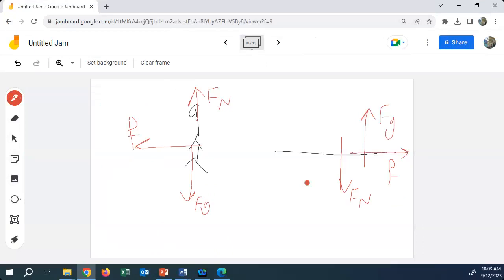When I'm writing Newton's second law, what was Newton's second law? Sigma F equals mass times acceleration. Mass is just the mass of the person, not the mass of the person and the ground. And the net force is the net of all forces exerted on the person, not all forces exerted on the person and the ground. Good? And the acceleration will be the acceleration of the person. So it means that we can write this equation for both.